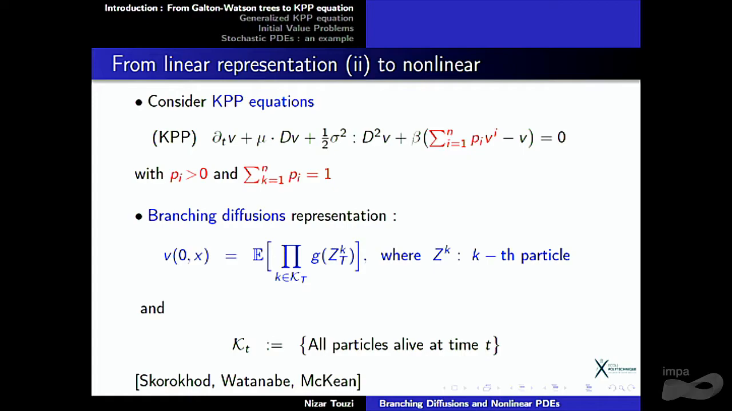Okay, so the representation is this one. We have to introduce particles which are labeled Z^k, and the final condition G, which I forgot to write here. So V at time capital T is the final condition for this PDE, is equal to G. So as you see, the representation is multiplicative. I'm sorry, just to fix ideas, i is an integer. It could be anything.